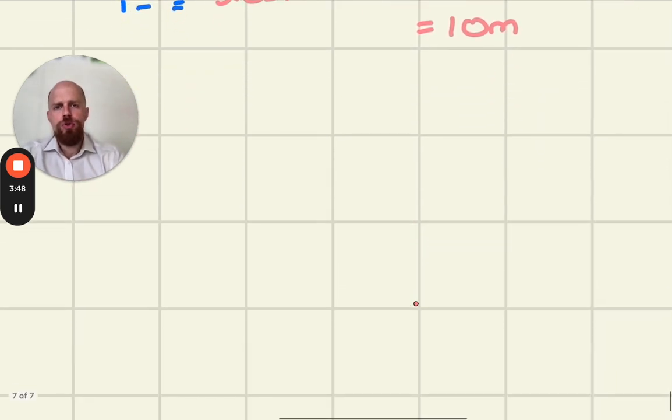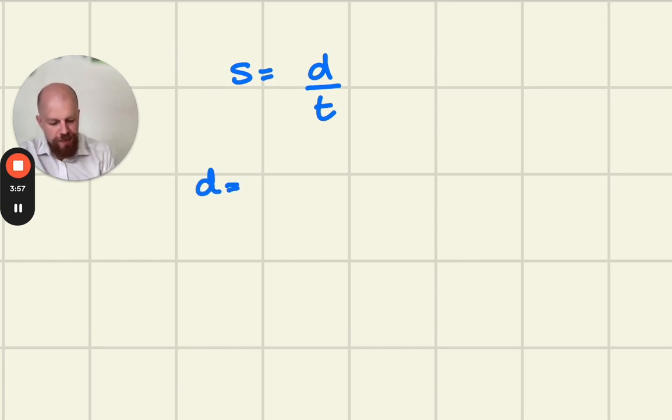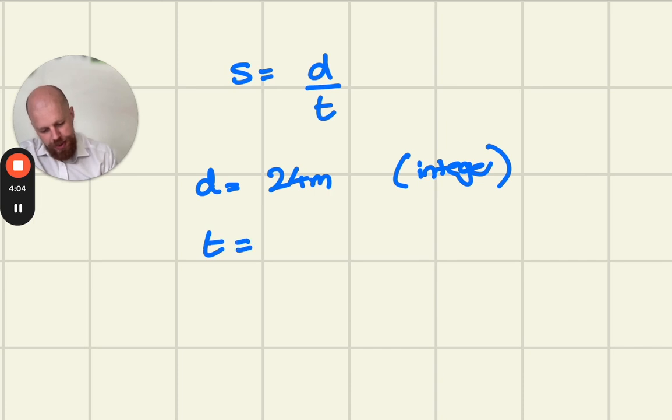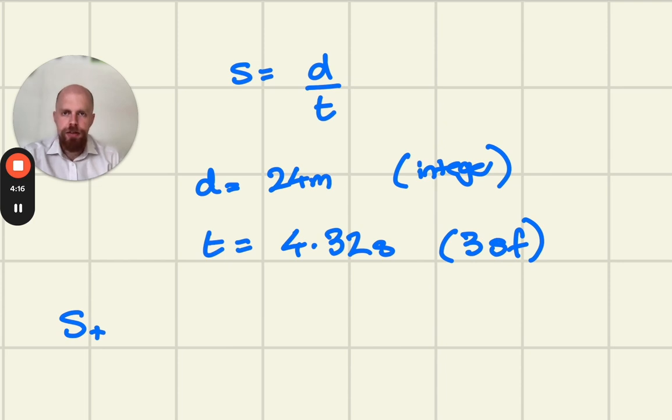Now, it can be more tricky when you're dealing with division. Let's take speed equals distance over time. Let's say the distance is 24 meters, and that is correct to the nearest integer, and time is 4.32 seconds, and that is correct to 3 significant figures. If we want to find an upper bound for the speed, another common mistake that students make is they do the upper bound of the distance and divide by the upper bound of the time.